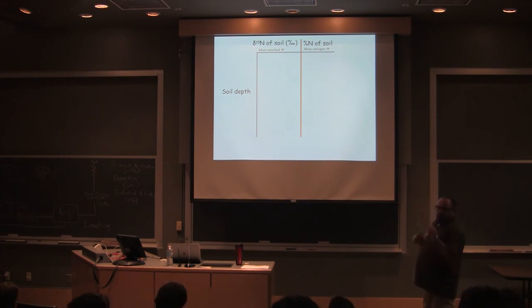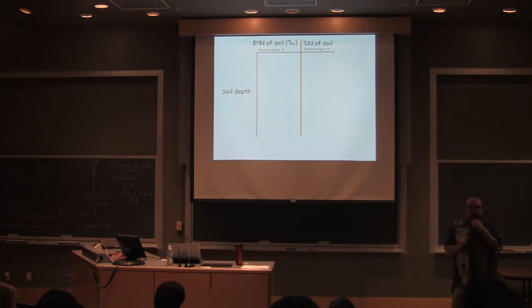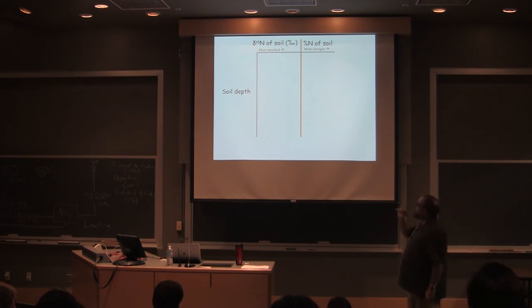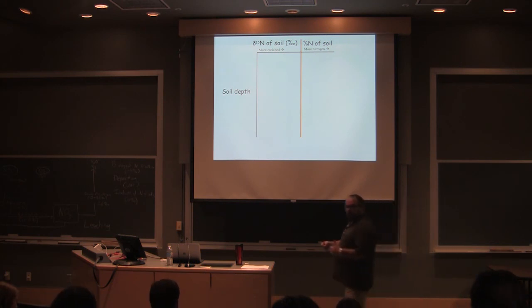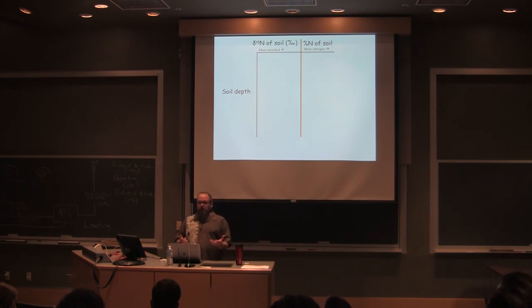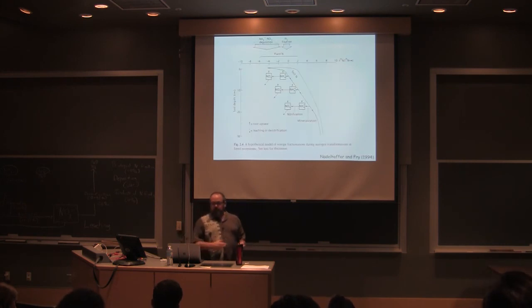Okay, what about the 15N? Basically the reverse image, right? So we're going to have some input. We don't know what it is. It's going to be that deposition or wherever it enters into the ecosystem. And then it's going to go like this down through the soil profile because it's being processed, going through these reactions and becoming heavier and heavier and heavier. And you see that in the field.